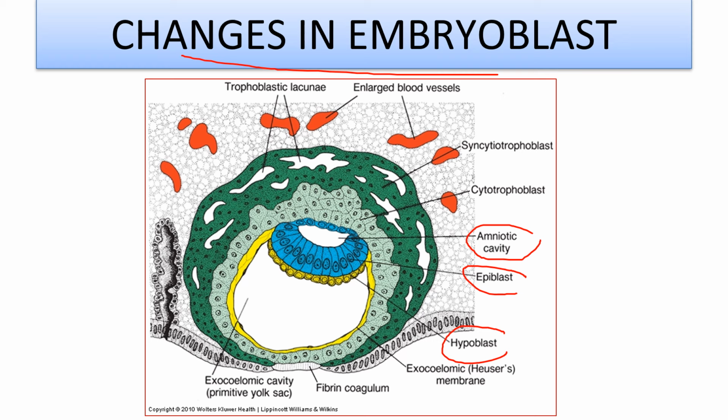Then this membrane is the Heuser's membrane, from the hypoblast. Some embryologists suggest it is formed from the trophoblast or from both. This Heuser's membrane, a flattened membrane, lines the inner side of the trophoblastic cavity. So now one cavity is formed, the primary or primitive yolk sac, lined on all sides by the hypoblast. The roof is formed by the hypoblast and the floor is formed by the Heuser's membrane derived from the hypoblast.